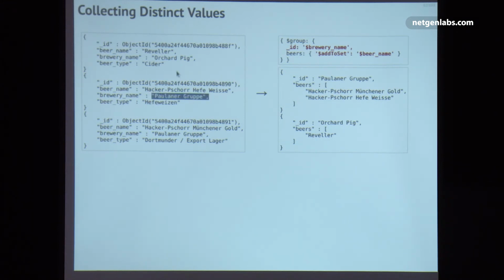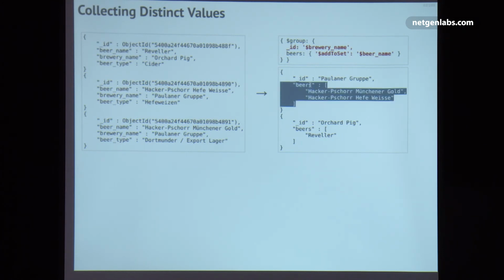There's only Paulaner Brauerei and Orchard Pig, which makes cider. And then in those returned documents, instead of having a count value, I'm actually getting an array of all the different beers that belong there. And I'm calling it distinct values because I'm using addToSet and not push. There are a few duplicate beers in the database that I have, for example. Does that make sense? So group by is a bit tricky to get your head around, but it is actually quite powerful.